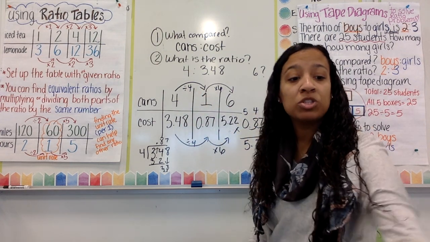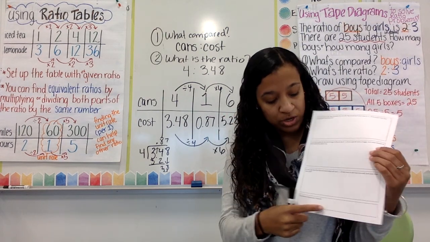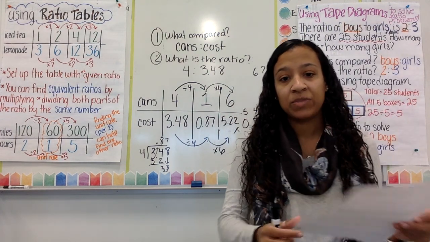So my ratio table helped me get to the unit rate and then multiplied it by 6 to get the answer. You're going to do the back of the paper on your own. Leave me any questions, comments, concerns at the bottom and let me know how you're doing. You've got this.